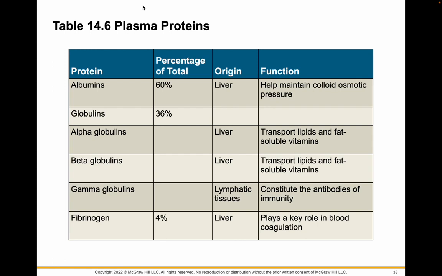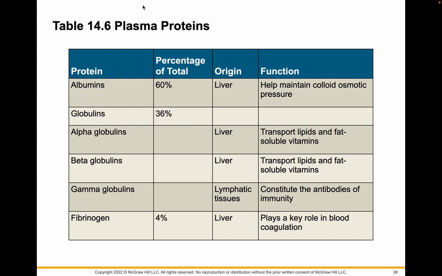So here are the plasma proteins. We have albumins, which help maintain colloid osmotic pressure. Hopefully, when you hear the word osmosis or osmotic, you think of water. And what albumin does is it attracts water to it. And so that's what they're talking about, the osmotic pressure. When you have a lot of solute, a hypertonic solution, it will attract water molecules to move towards that area where there's less water molecules. And so that's what albumins do.